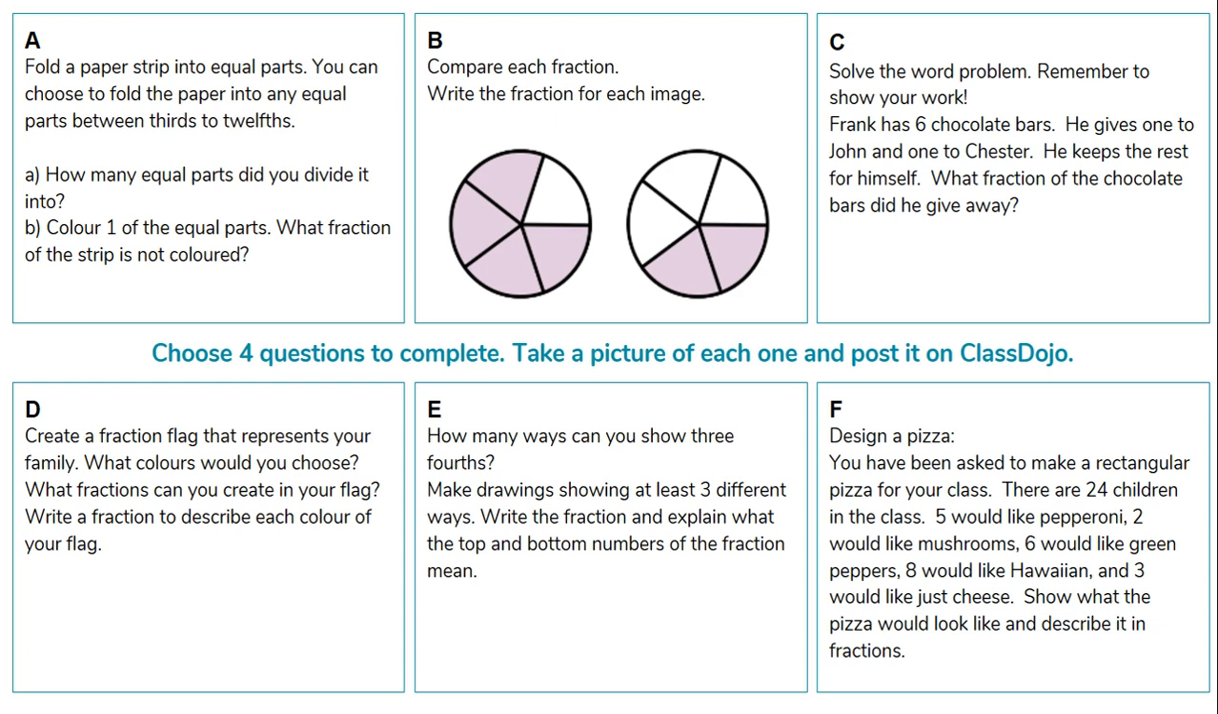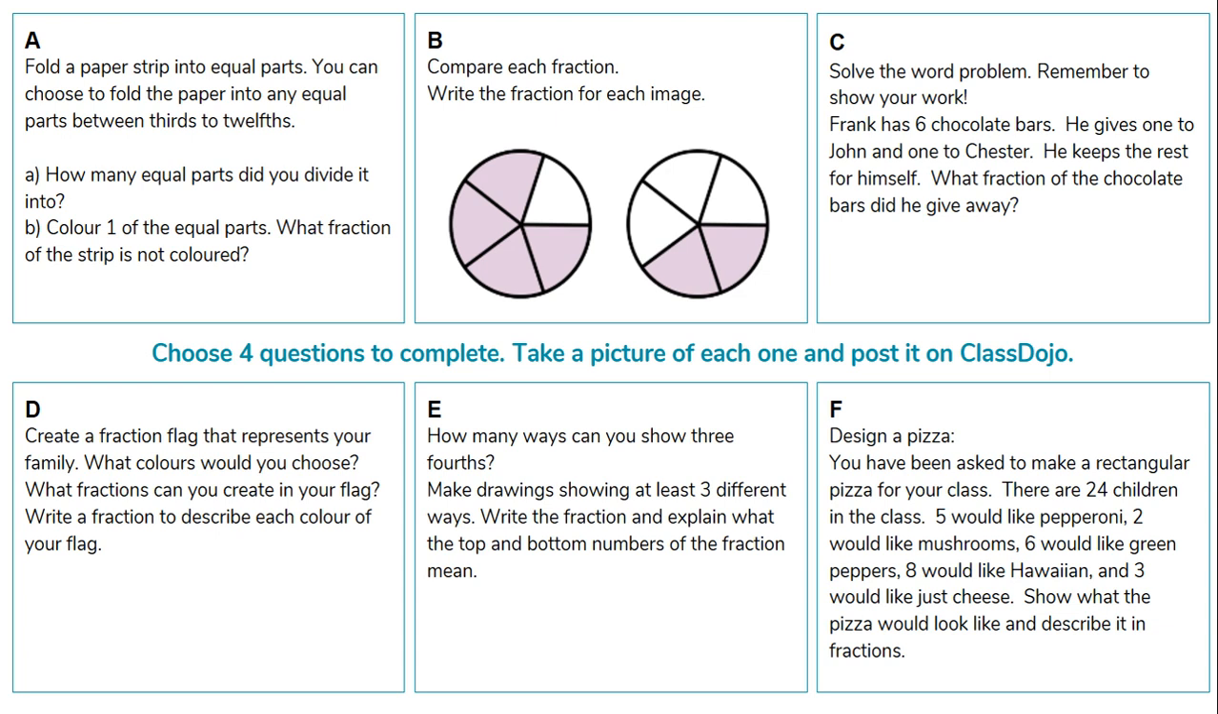For D, you can create a fraction flag that represents your family. So maybe you have a flag and each square on the flag represents a family member or something special about your family. You need to decide what colors you're going to choose and what fractions you can have in your flag, okay? And then you're going to write a fraction to describe each color of your flag. So if you've chosen 5 different colors in your flag, then you can write a fraction to represent the different colors.